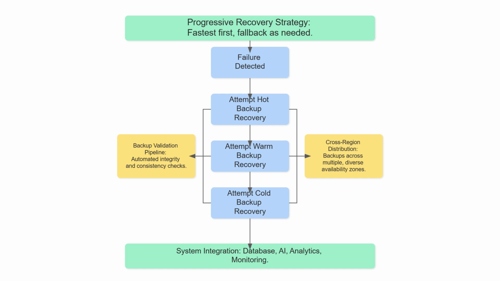Critical to this is the backup validation pipeline. Every single backup must undergo automated validation, checking for schema integrity, data consistency, and even running query performance benchmarks. Invalid backups trigger immediate alerts and retry procedures, sometimes even using AI to detect corruption patterns. Finally, cross-region distribution is non-negotiable. Backups must be spread across at least 3 distinct availability zones with different disaster risk profiles. This protects against regional failures. This entire system integrates deeply with your database layer, AI services for model data, analytics engine for user behavior, and your monitoring stack, allowing for selective or full system recovery.